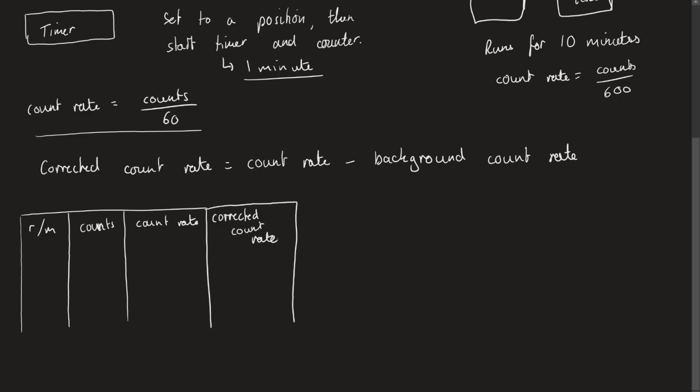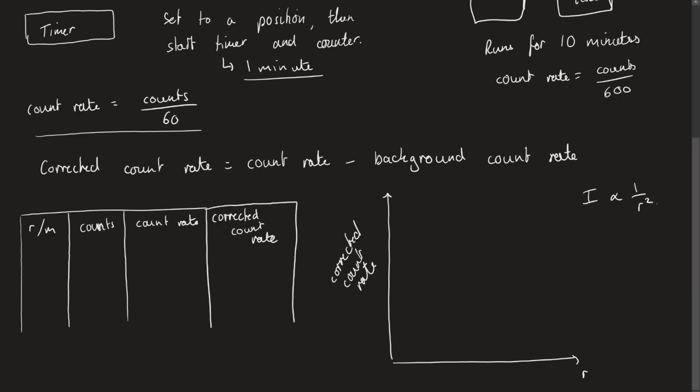And then we can make our graph. We're going to use these values. We're going to plot the corrected count rate against the distance. So this here is going to be the corrected count rate against the distance r. Okay, now what we're expecting here is actually we're trying to prove a relationship that the intensity, or in this case the corrected count rate, is proportional to 1 over r squared.